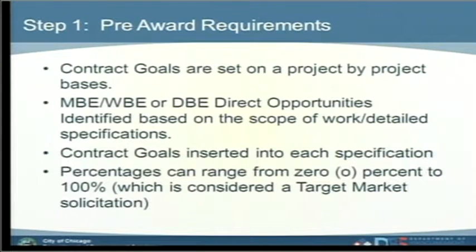Step 1, pre-award requirements. Contract goals are set on a project-by-project basis. They are not general, they are specific. MBE, WBE, or DBE direct opportunities are identified based on the scope of work or detailed specifications of the contract. Contract goals are inserted into each specification. Percentages can range between 0 and 100%, which is considered a target market solicitation.